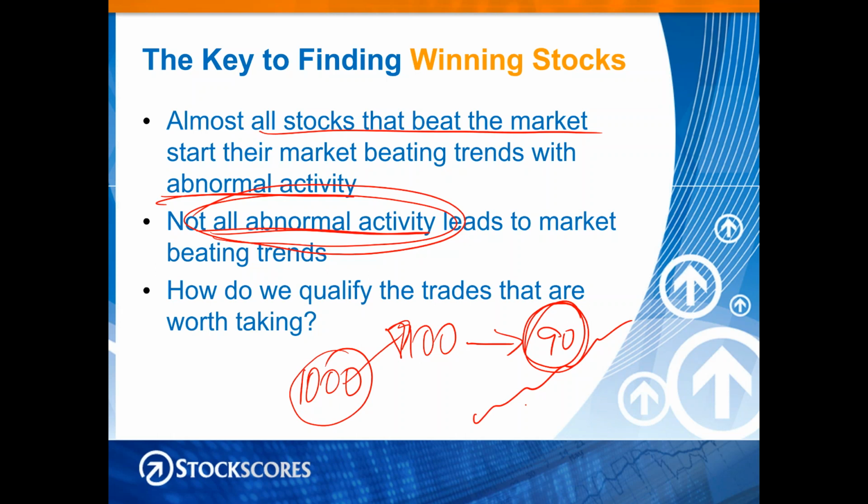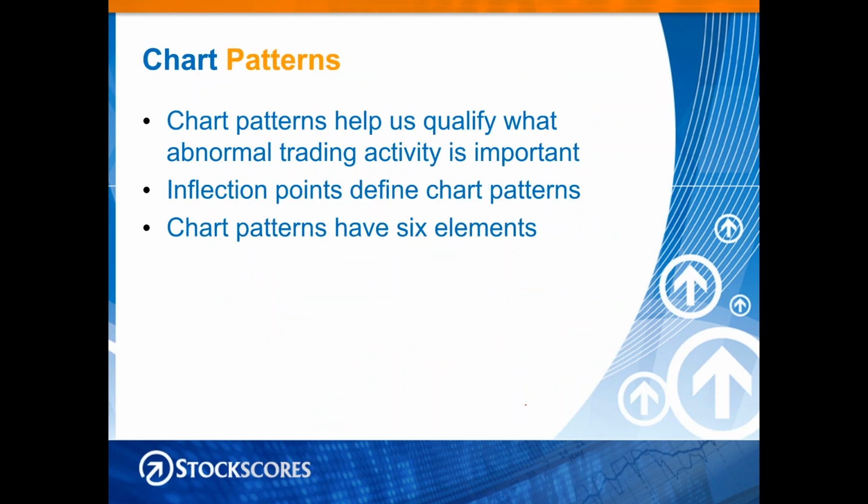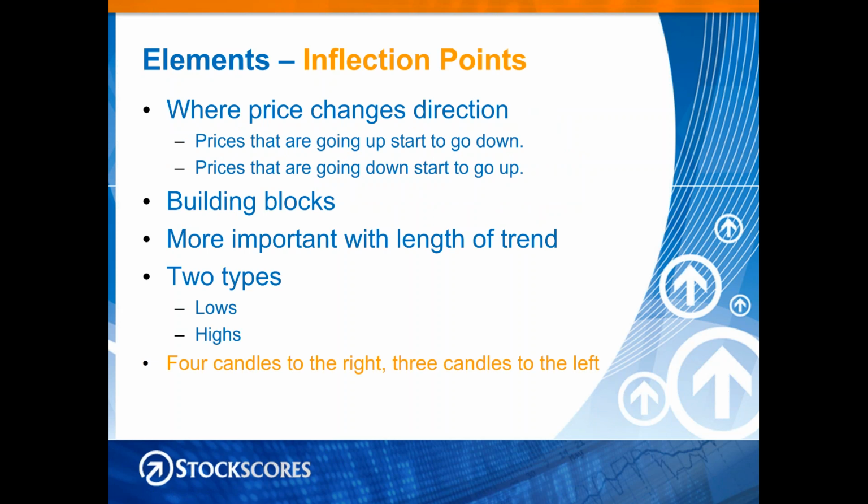How do we qualify the trades that are worth taking? We use chart patterns. Chart patterns help us qualify what abnormal trading activity is important. And to understand chart patterns, we have to first understand this concept of inflection points. They are the building blocks of chart patterns. If you can understand inflection points, you have everything you need to be able to identify the 6 elements of chart patterns that I will discuss. So what are they? Inflection points are the price point where price changes direction.